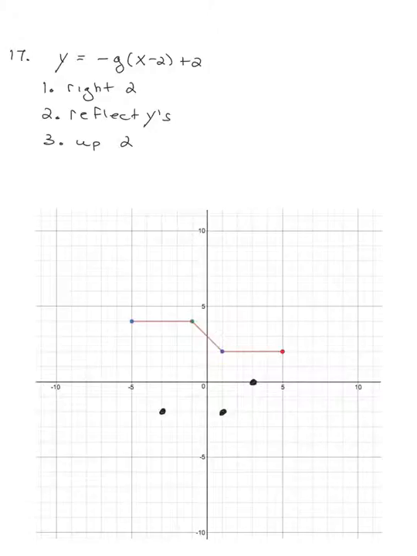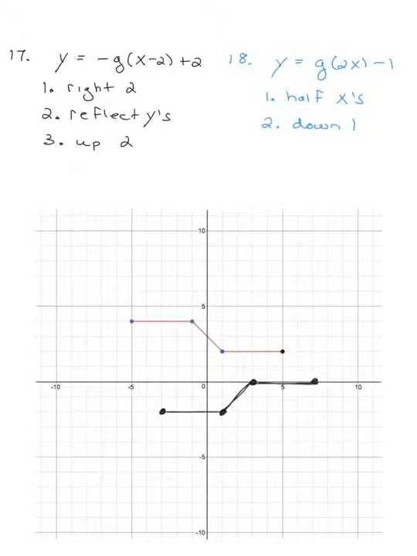Same thing for this one here. Right 2, multiply the y value by -1, and I go up 2 places. We're at 7, 0. If I connect the points, this is the graph that I get. It is definitely a reflection. It's right 2 and then up 2 places.